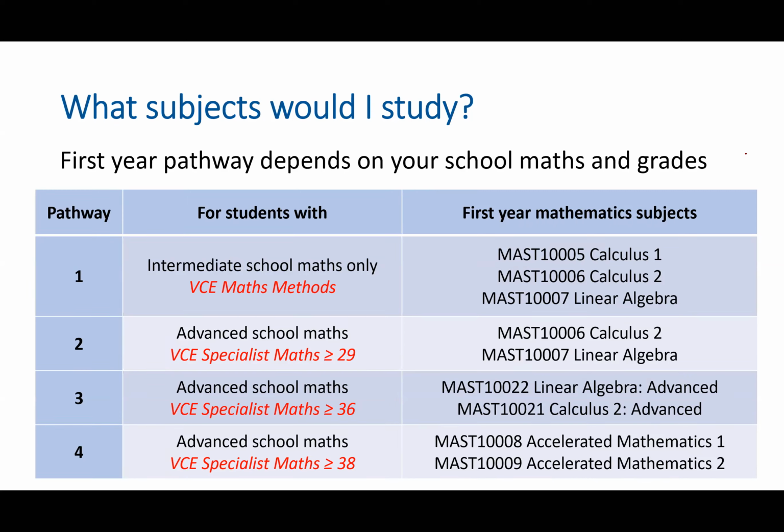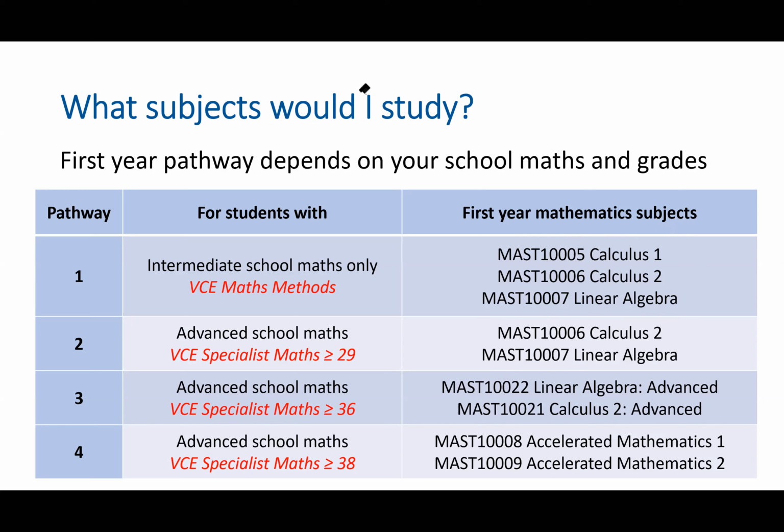So for instance, if you did intermediate maths only, in Victoria, that's VCE maths methods, well then you take 3 subjects in first year, subjects called Calculus 1, Calculus 2, and Linear Algebra. If you took advanced maths at school, well then it's like you're already 1 subject ahead. Then you only take 2 maths and stats subjects in first year. We have our standard stream, Calculus 2 and Linear Algebra. They're like our standard first year maths subjects.